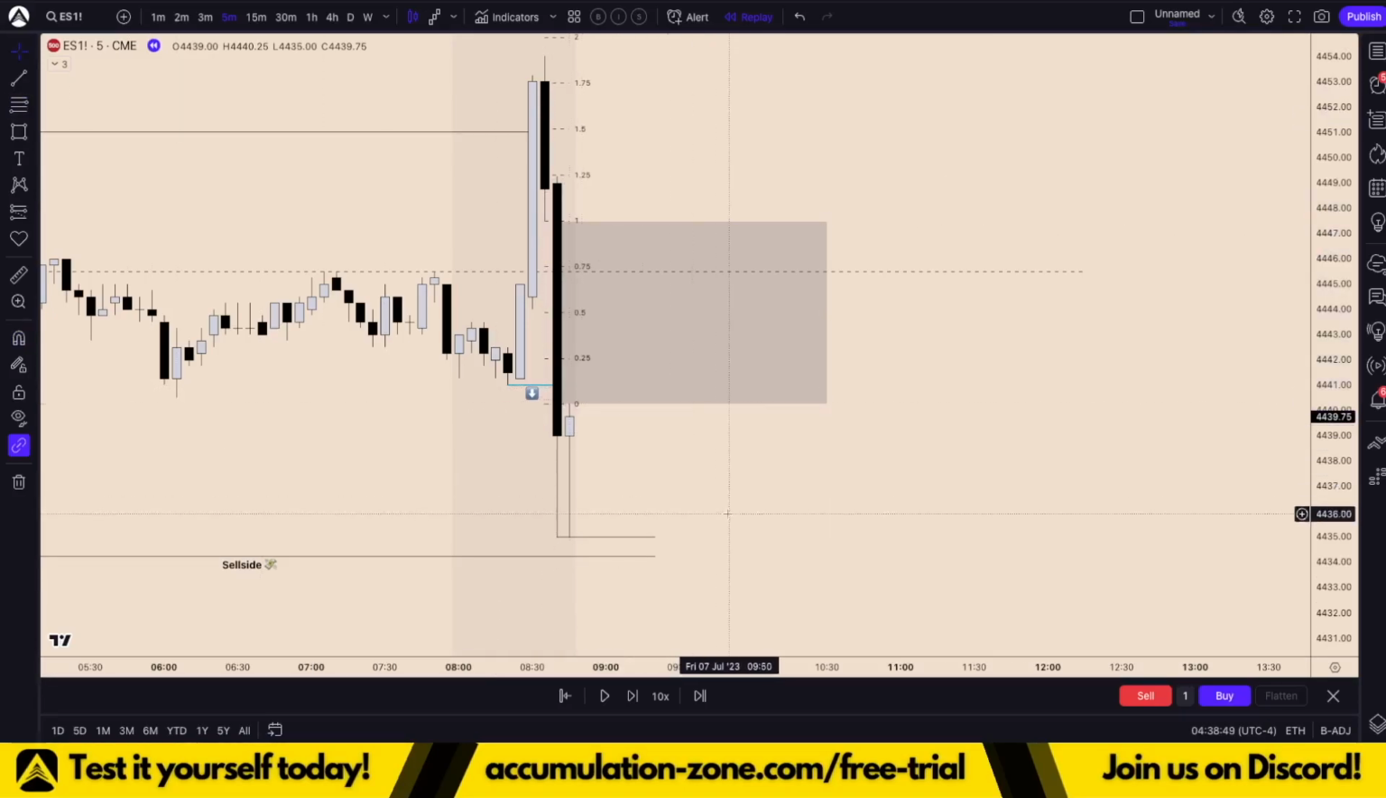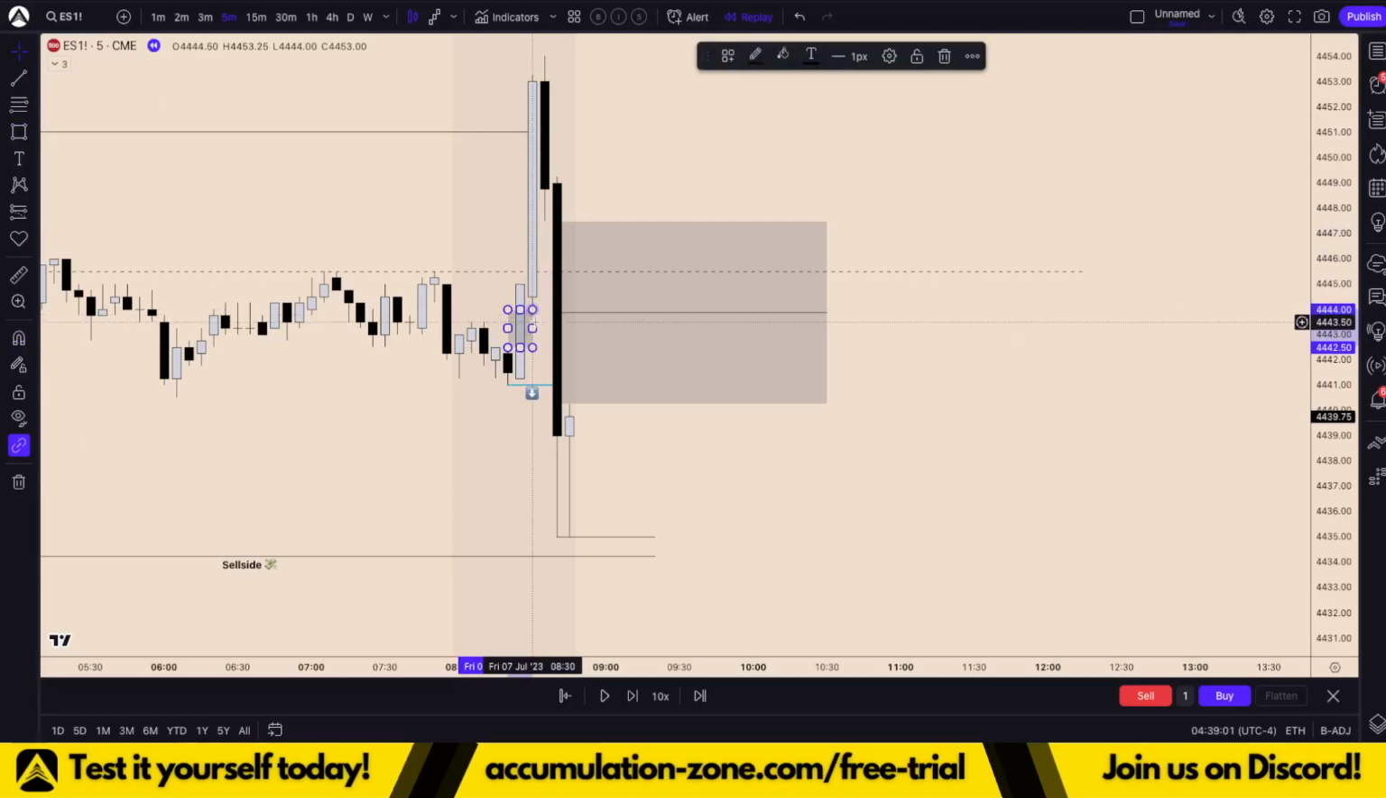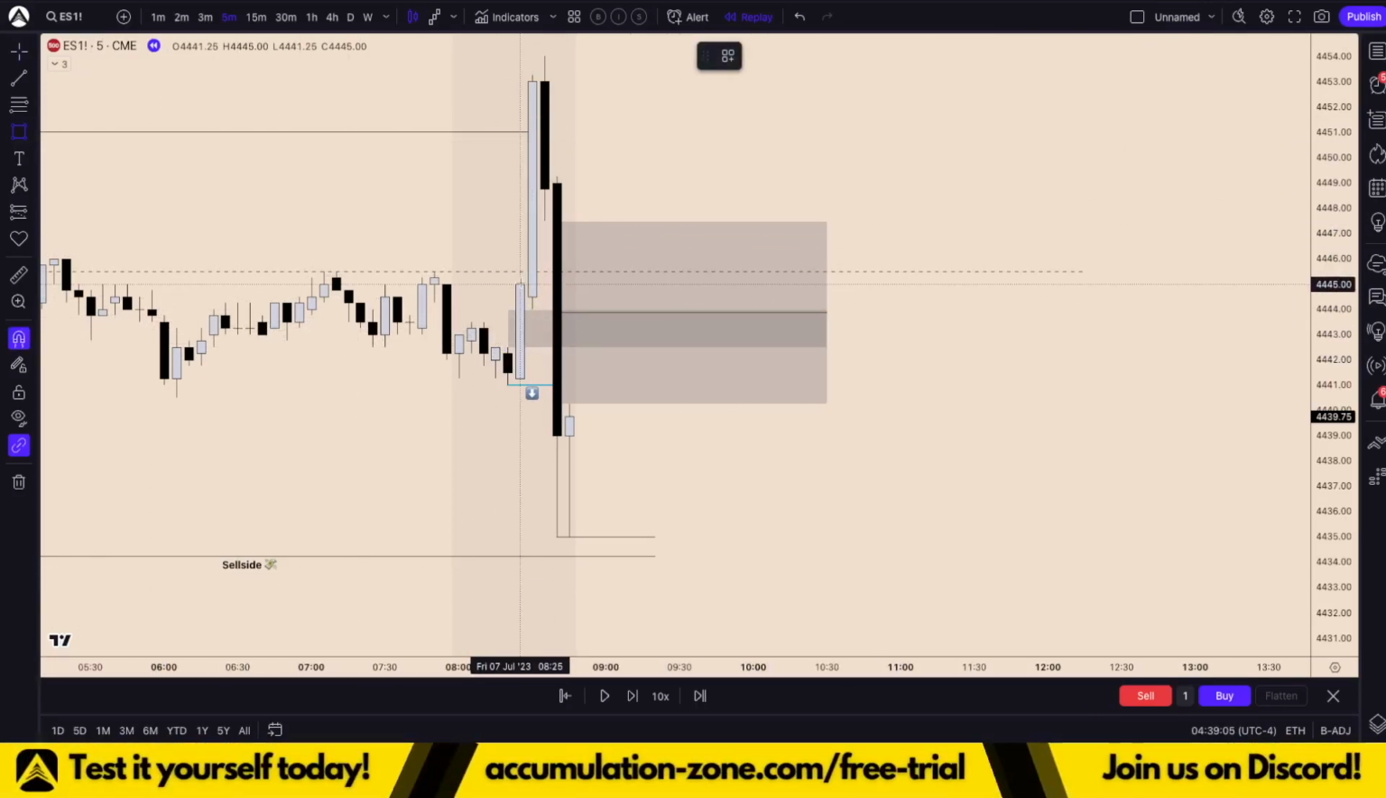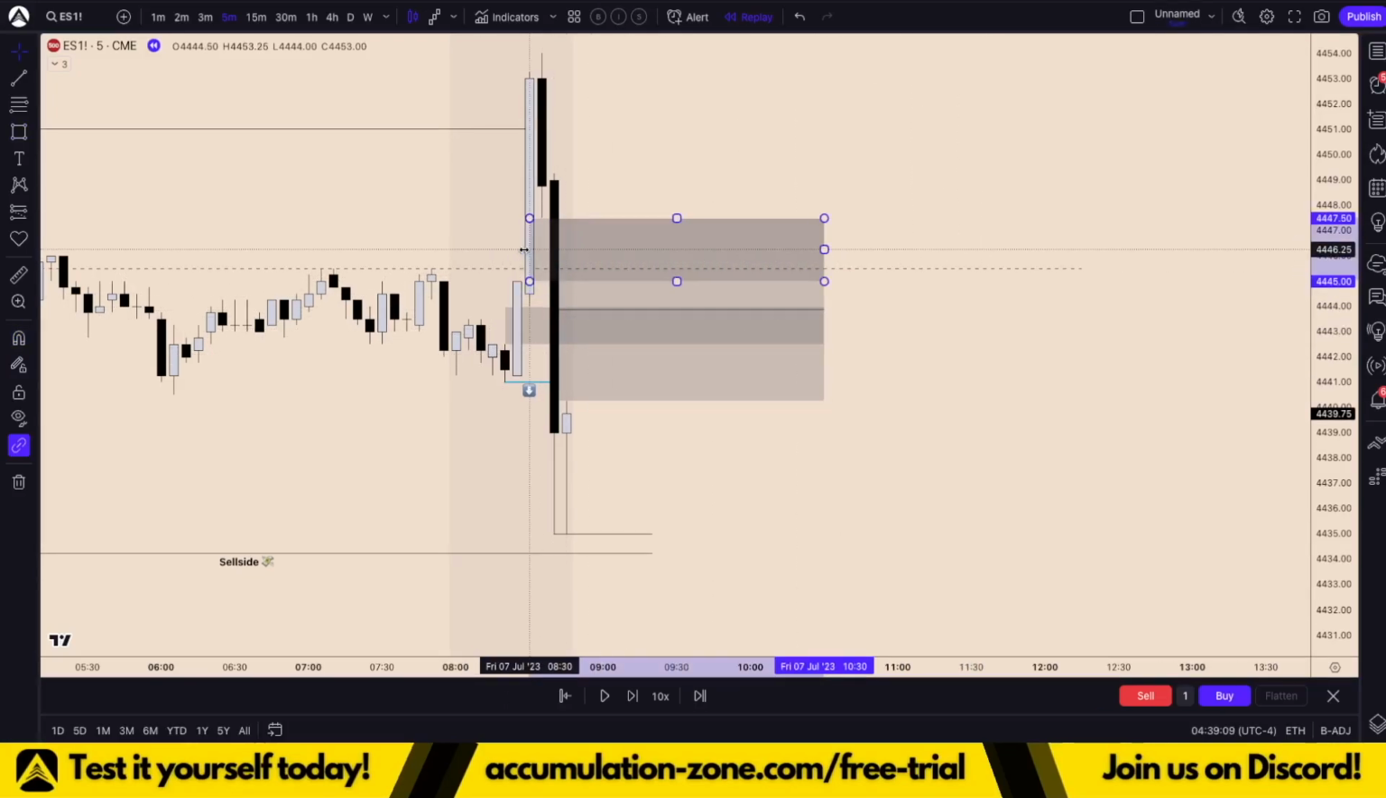We can once again look for our 50% level of this fair value gap, which would be right here. Just going to draw this in. And we can also draw in the inversions if we want to, which would be right here, that first one. And our second inversion would be a little bit higher. Alright, so we're on the 5-minute time frame. Our target is pretty much the same.